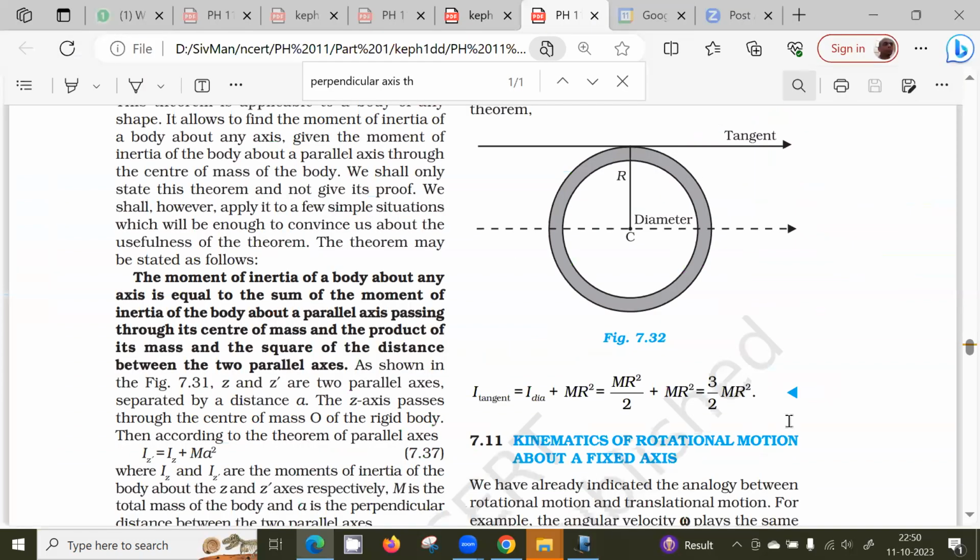So that's what they have used here. In this, it's a ring. So I about the diameter is half mr square. That comes from the perpendicular axis theorem. And using the parallel axis theorem, I about the tangent is I about the axis passing through the center, which is half mr square, plus m into the distance between the two axes, which is r, so mr square. So using the parallel axis theorem, I get the I about the horizontal tangent as 3 by 2 mr square.